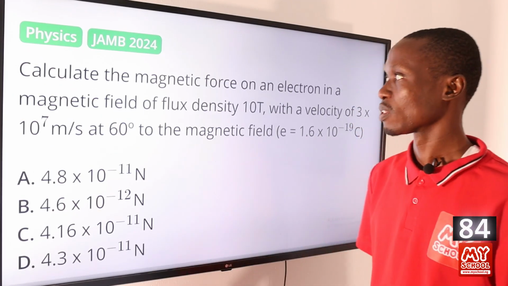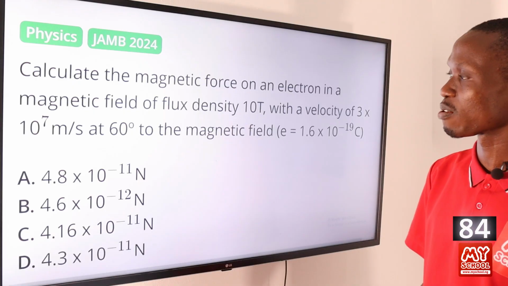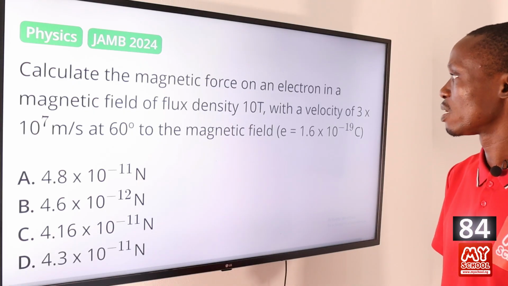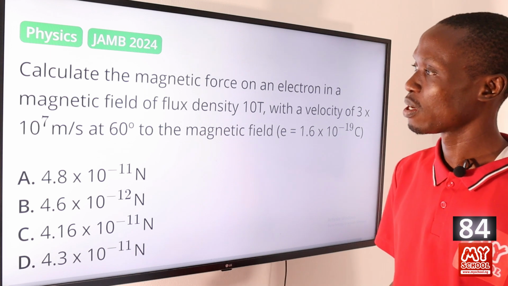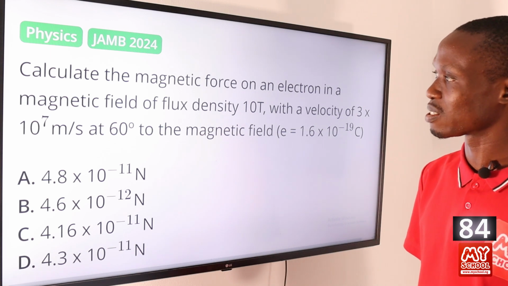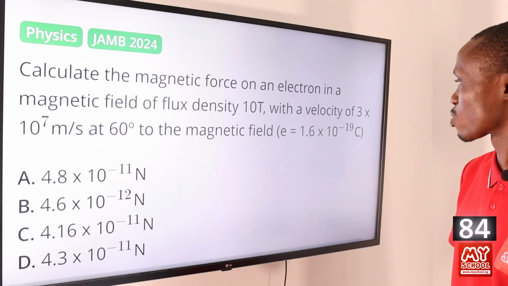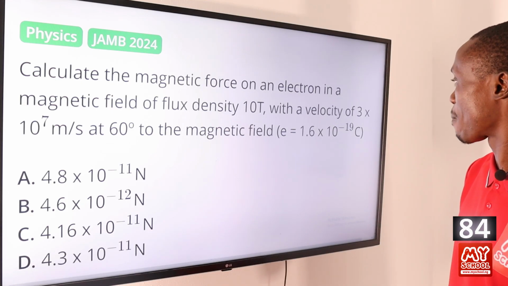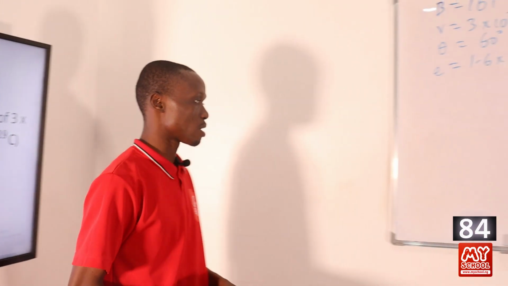Question 84. Calculate the magnetic force on an electron in a magnetic field of flux density 10 Tesla with a velocity of 3 times 10 raised to power 7 meter per second at 60 degrees to the magnetic field. We are asked to take e to be equal to 1.6 times 10 raised to power minus 19 coulombs. So let's move over to the board to provide answer to this question.